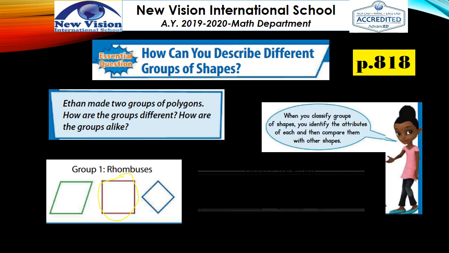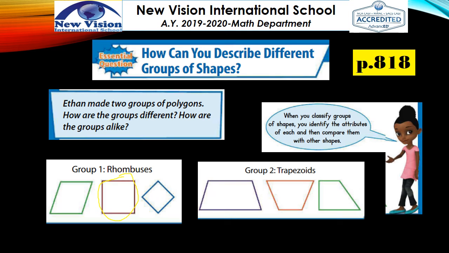Looking at these two groups, group 1 we have the rhombuses, and group 2 we have the trapezoids. Let's go to group 1, the rhombuses. The middle shape in group 1 is a square. Can you see that? This one is the middle. So this is a square. Do you agree? Yes, a square is a special type of rhombus. It is a rhombus with 4 right angles. Could a trapezoid also be included in group 1? No, very good. A trapezoid has just one pair of parallel sides. A rhombus is a parallelogram, and a parallelogram has 2 pairs of parallel sides.